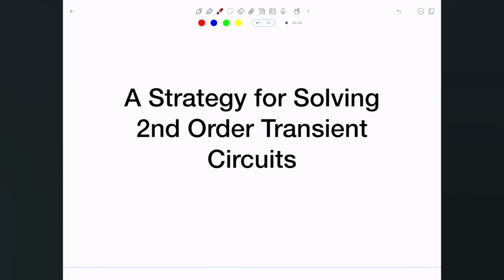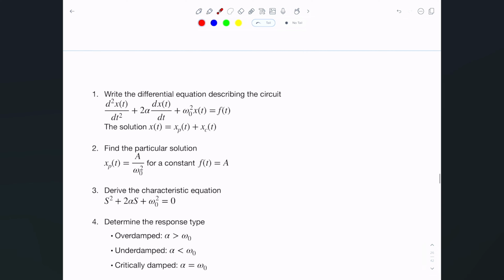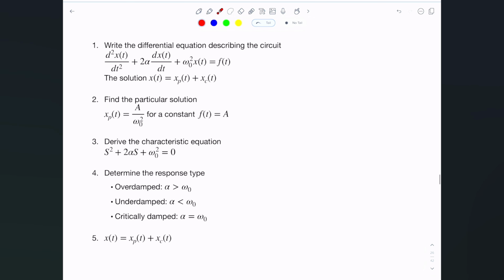I'll show you now a general strategy for solving second-order transient circuits. These are circuits that contain two energy storage elements that cannot be combined. In general, what I do is write a differential equation that describes the whole circuit, and typically, since we have two storage elements that cannot be combined, it will be a second-order differential equation. It contains the second derivative, the first derivative, and the actual function.